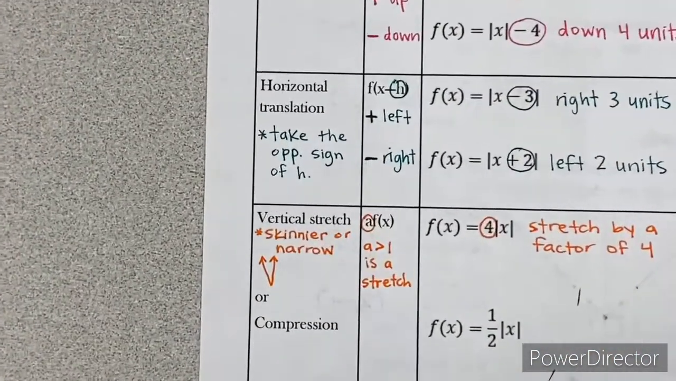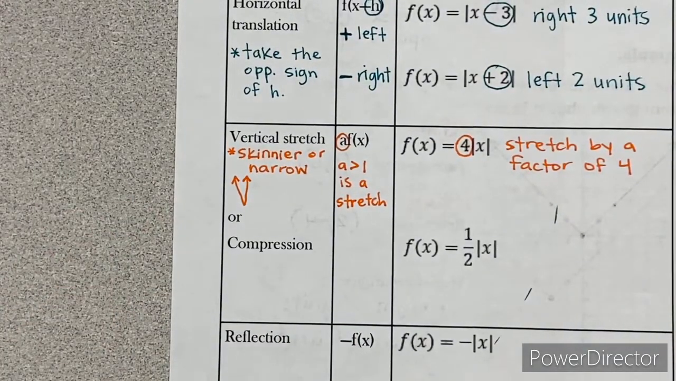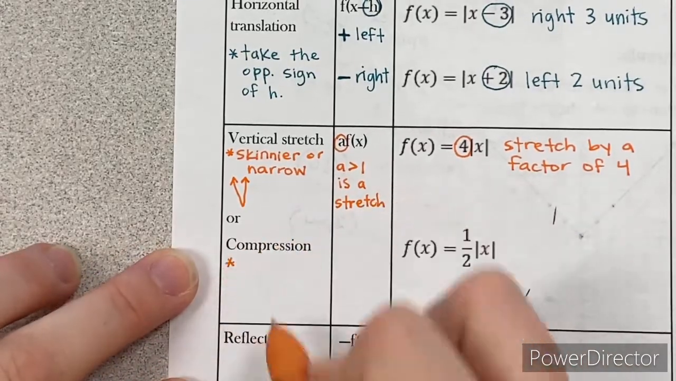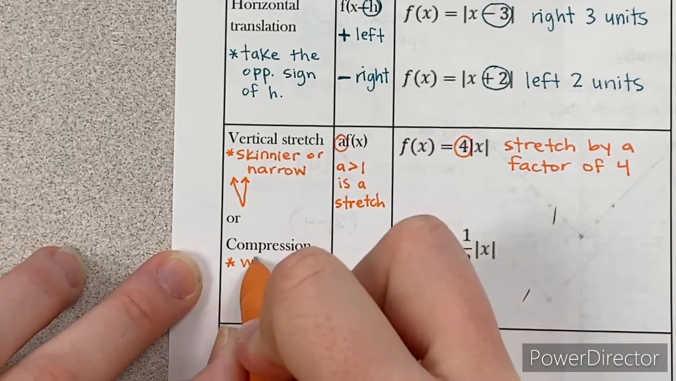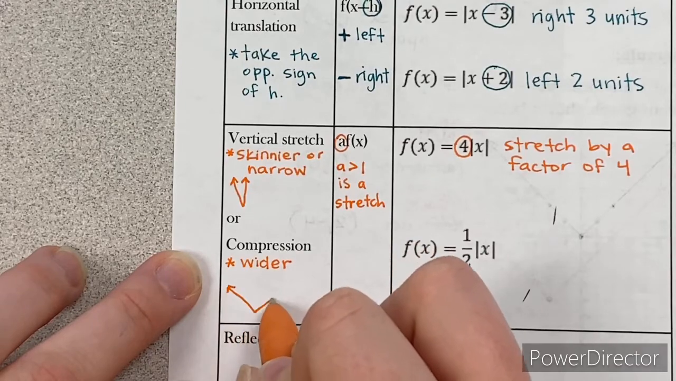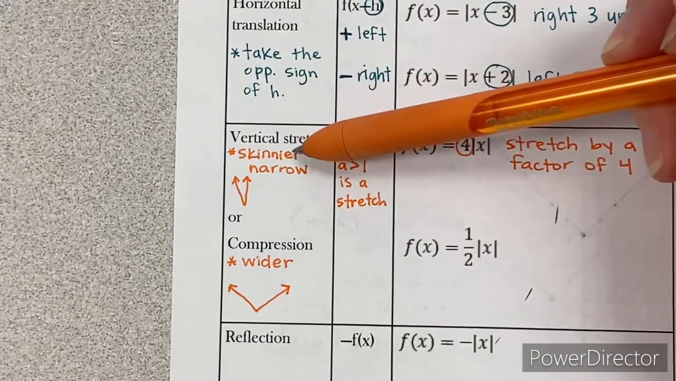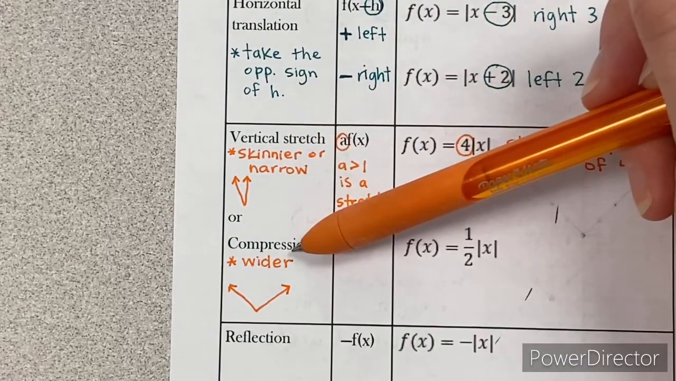So with a compression, the graph is actually going to be wider. There's not another word that says wider, so they're going to actually use the word wider. So a compression, the graph is going to be wider. So that's going to look something like this. It's going to open up more. And remember, I said it's the exact opposite of a stretch. So a stretch got skinnier, a compression got wider.